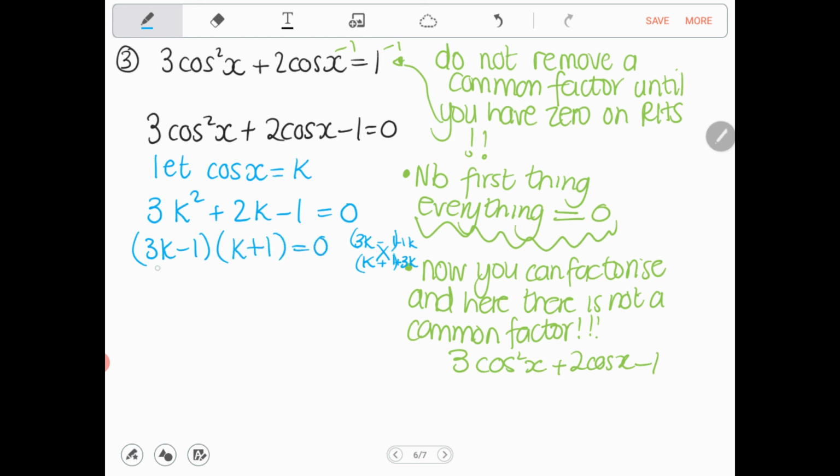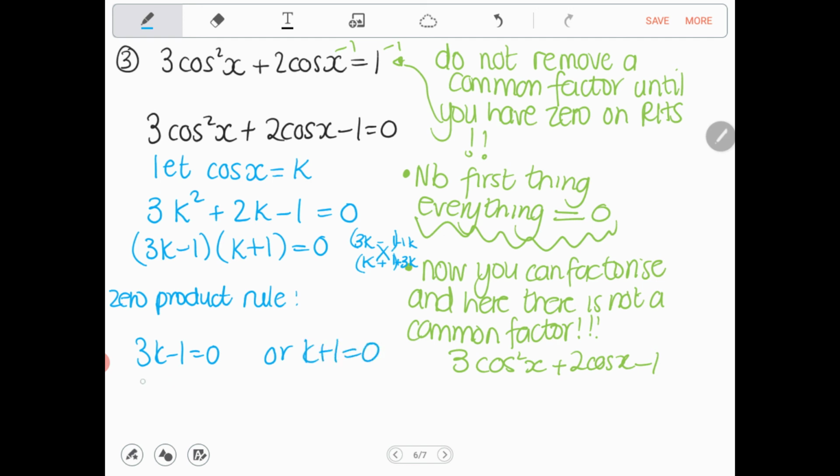All right, so here, let's just double check. There's your 3k squared when we multiply the first two together. Then you get a positive 3k from those and a minus 1k from those, which gives you 2k. And then we have the negative 1 at the end. So double check your factorization. And then we use our zero product rule. So 3k minus 1 is naught, or k plus 1 is naught.